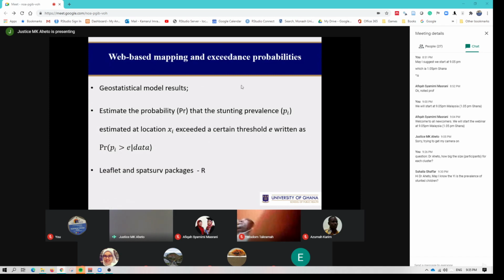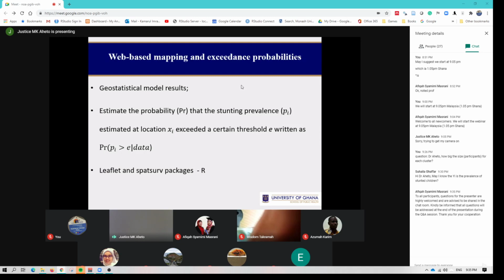And one thing we should know from this slide is that if the probability of exceedance, let's say, is close to 1, it tells you that it is very likely that children residing in those locations will have a prevalence exceeding the threshold. Okay, and then if you have the exceedance probability getting close to 0, it's telling you that it is very less likely that children residing in those locations will have a prevalence exceeding the E, which is either the 20% or the 30% that we use in this very work.